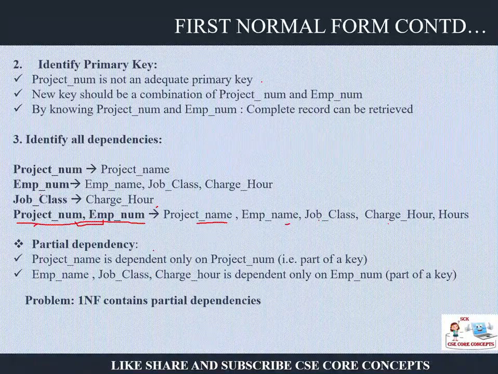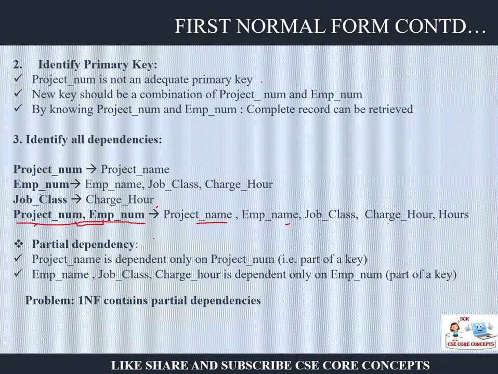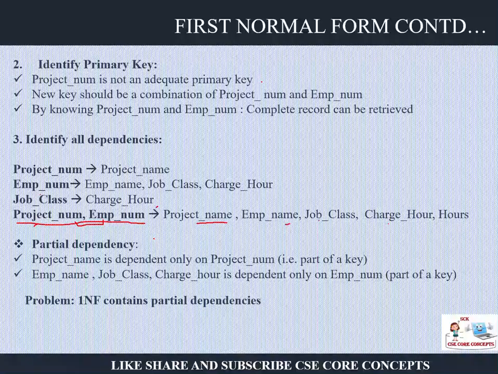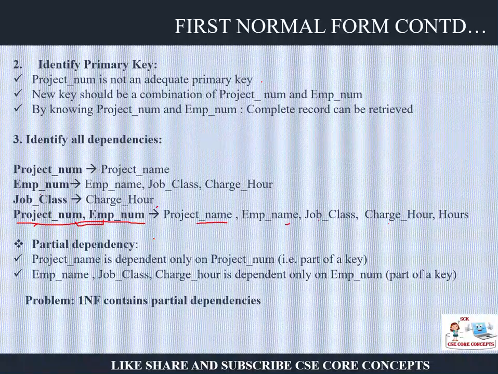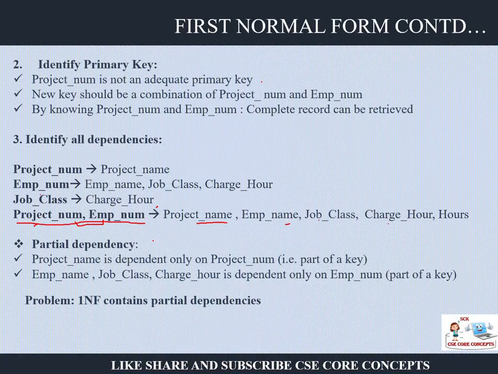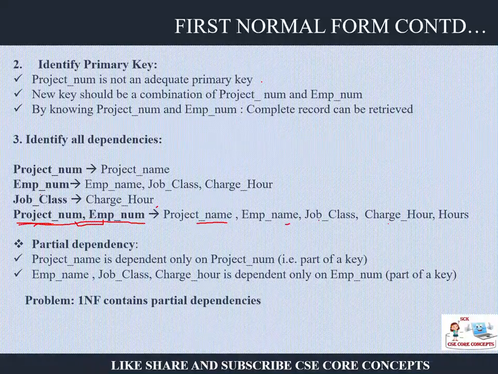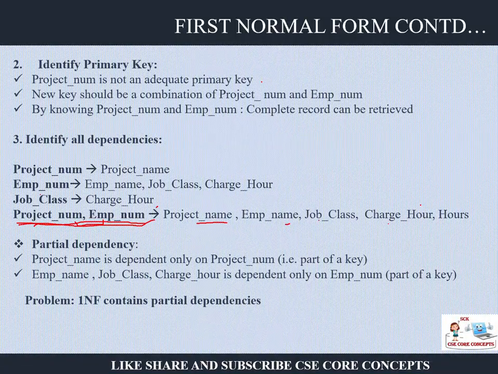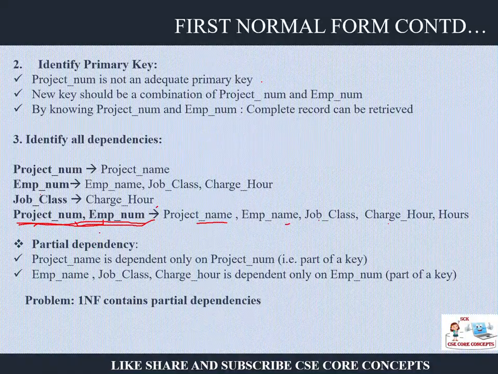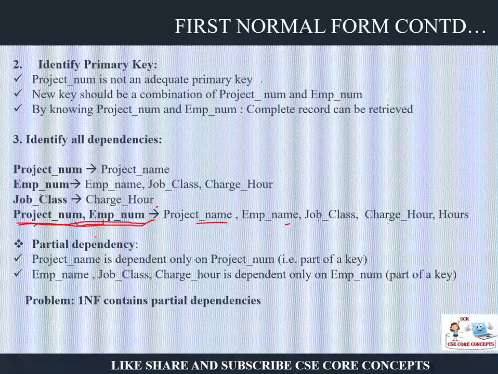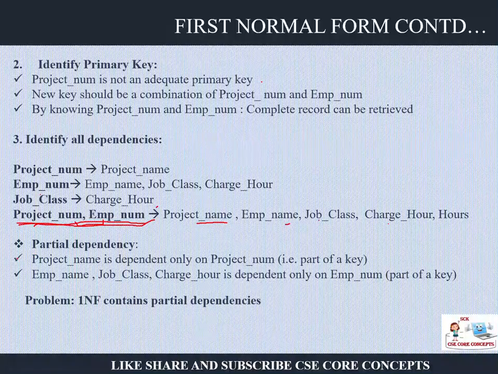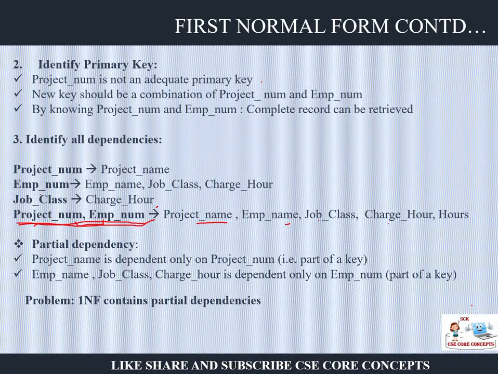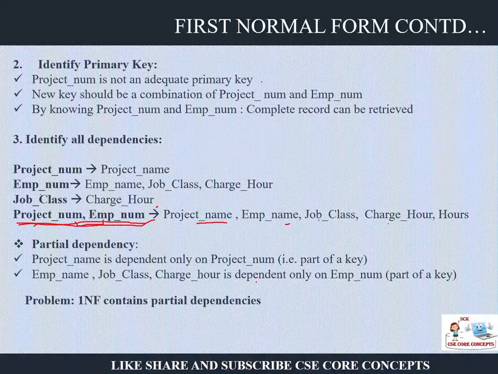So what we do in the first normal form is try to identify the primary key by identifying all the dependencies. But in this process, we understood that sometimes the partial dependencies remain. Understood? Like in this last case, we have seen that not all the attributes are dependent on the complete primary key. So this is the first normal form, which contains partial dependencies. This is the problem with the first normal form.